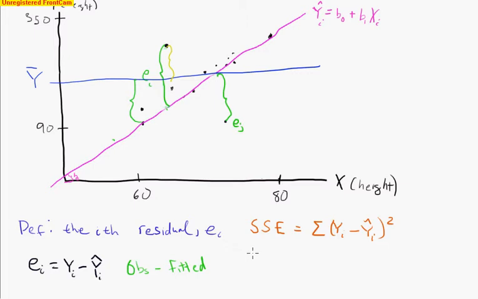Similarly, I want to introduce to you the SSR, or the sum of squares due to regression. So this is the sum of (y_i hat minus y bar). This is how far the fitted value lies from the sample mean, and this is also squared.